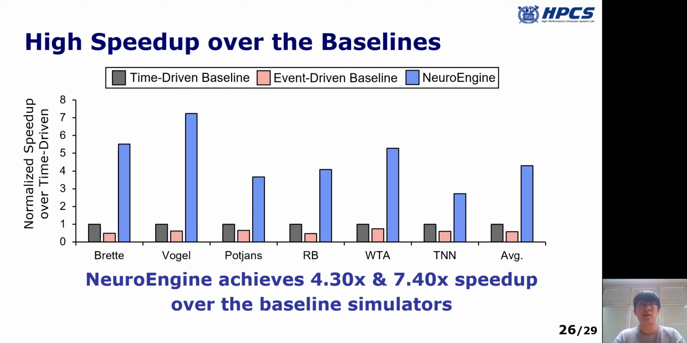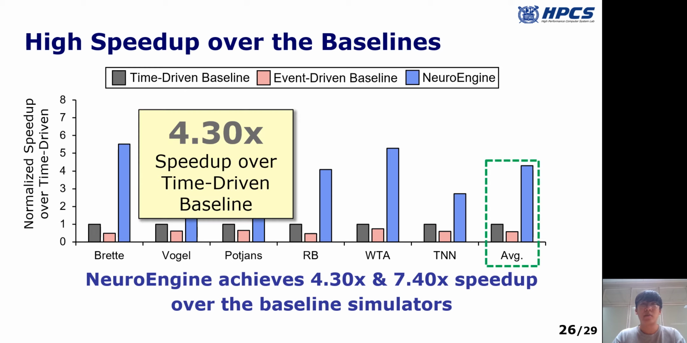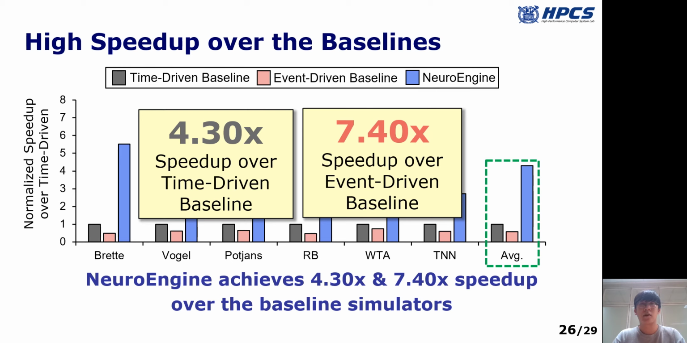Lastly, we evaluate the overall performance of NeuroEngine over the baseline time-driven simulator. We also compare NeuroEngine against the baseline event-driven simulator with an optimized data path, naive event scheduling, and without lazy update. NeuroEngine achieves 4.3 times speedup over the baseline time-driven simulator. Also, by carefully architecting the data path design and scheduling unit, NeuroEngine achieves 7.4 times speedup.